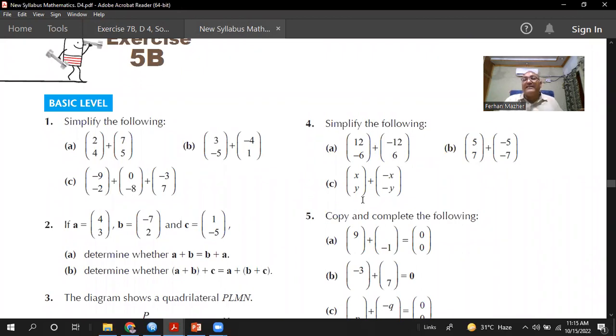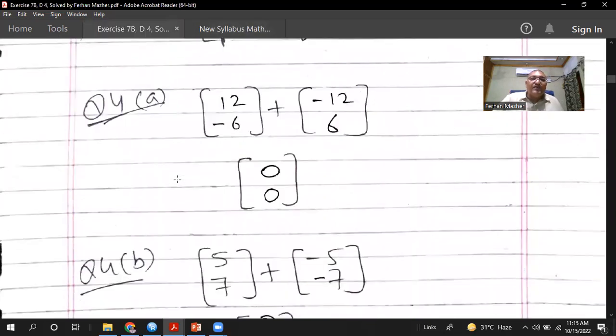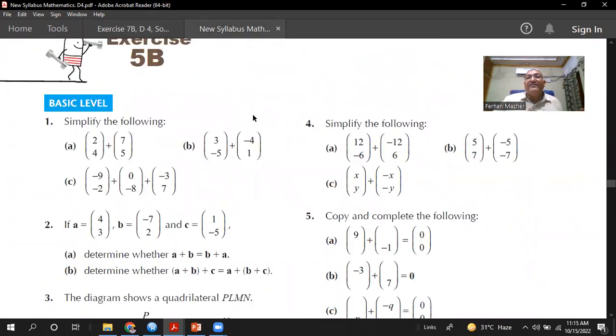Here we have the column vectors, and they want us to add them. So simplify the following. Okay, so this is the first question. 12 and minus 6 plus minus 12, 6. So x will be added in the x, the y will be added in the y. 12 minus 12 is 0, minus 6 plus 6 is 0. So this is the A part, and the B part is 5 and 7 and minus 5 and minus 7.